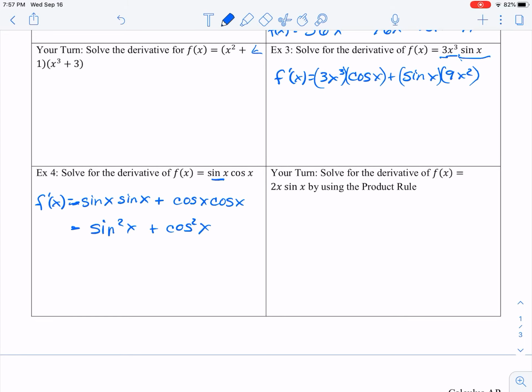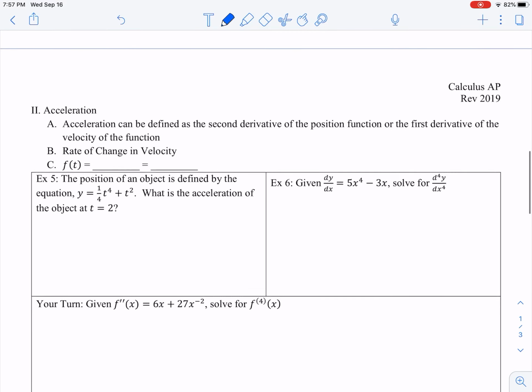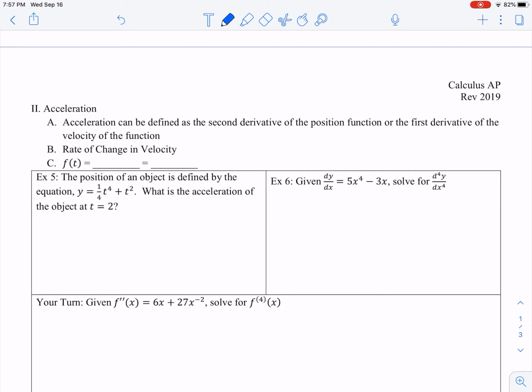All right, one more practice. Now we're talking about acceleration. We've got a couple of things that we should talk about first here.